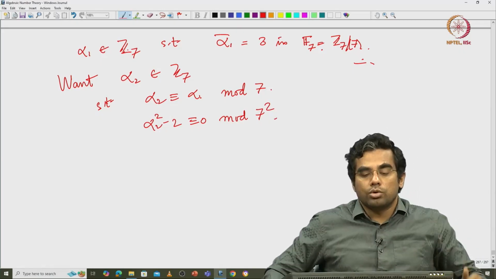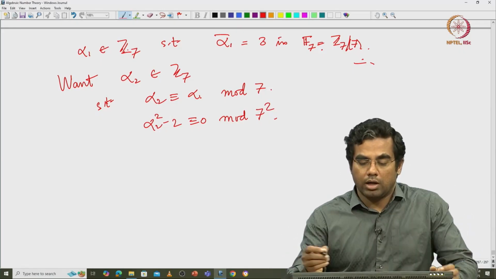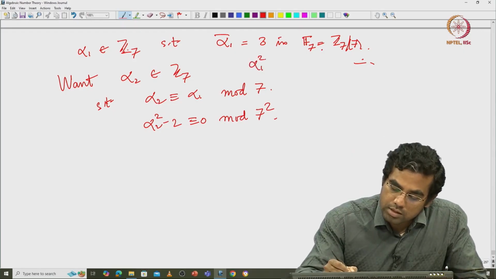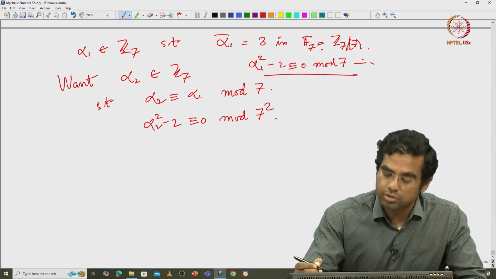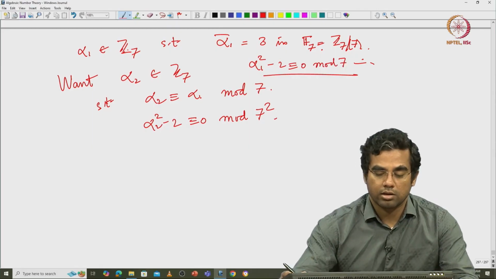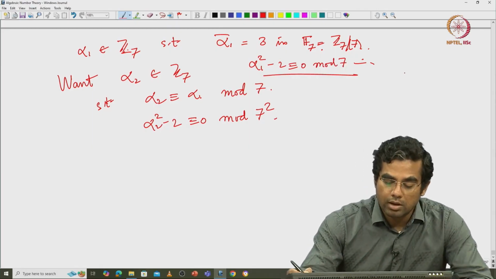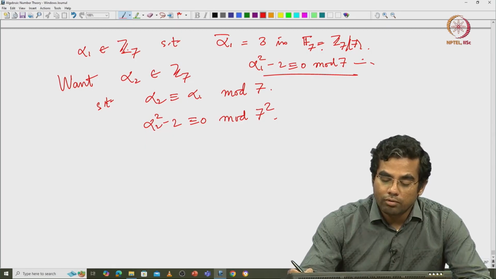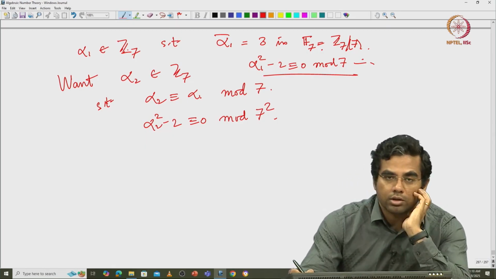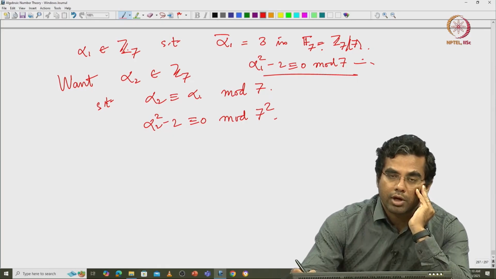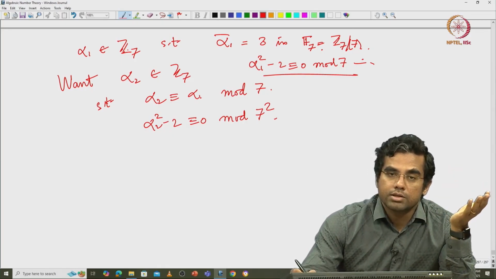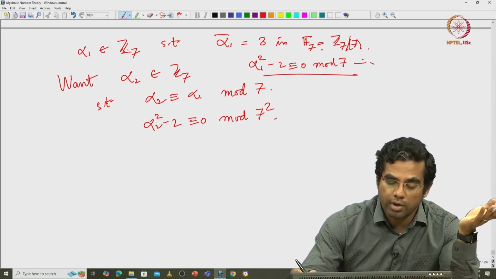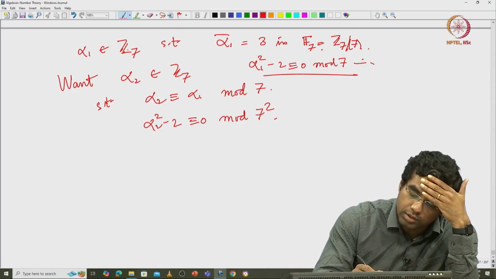So, I have an alpha 1 such that alpha 1 squared minus 2 is congruent to 0 mod 7. This is what I start with, and I want alpha 2 which is a better approximation to the alpha that I am actually seeking. I want alpha 2 squared minus 2 to be divisible by 7 squared rather than just 7. So, how do I do this?